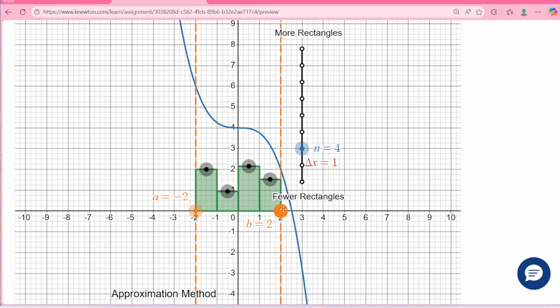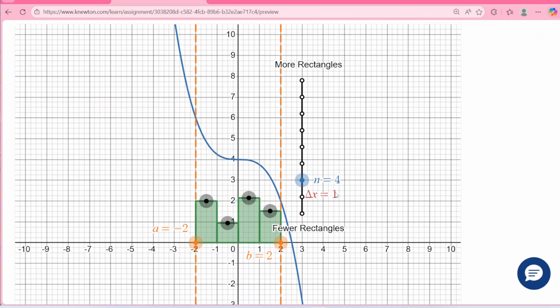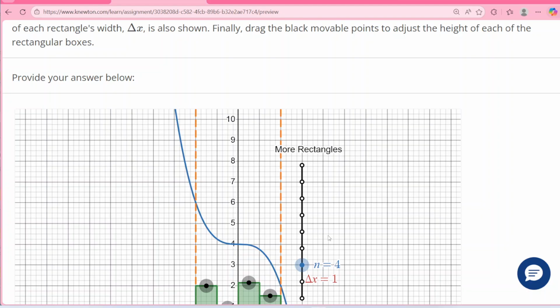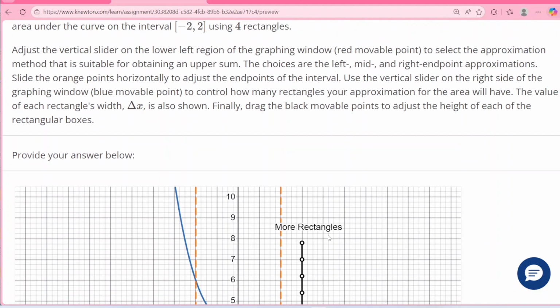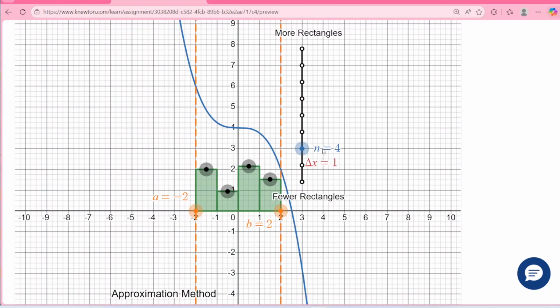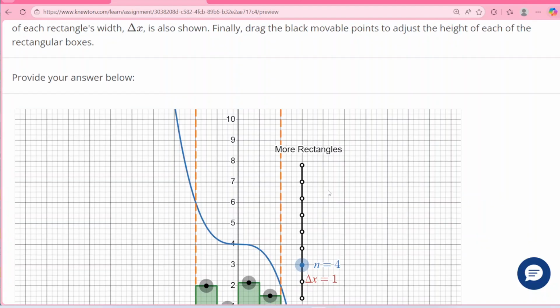So -2 to 2, that's a length of 4 units, and they already have 4 rectangles here. So we don't need to change that. And when there are 4 rectangles, they break the interval of length 4 up into 4 pieces. Delta x is 1. The width of each rectangle is 1 unit. Now they're asking us to make the upper sum.